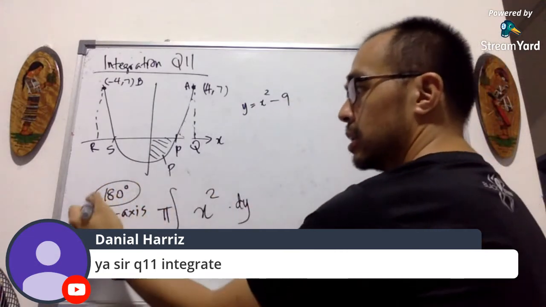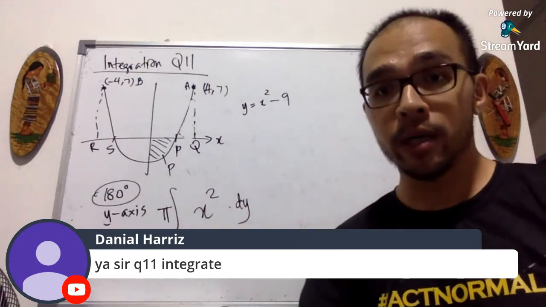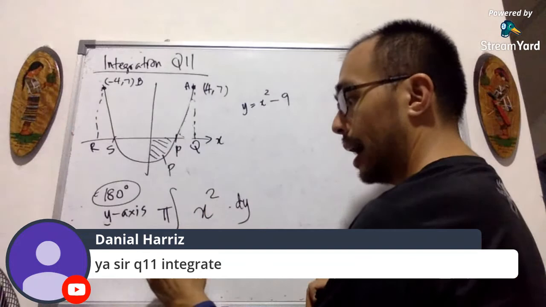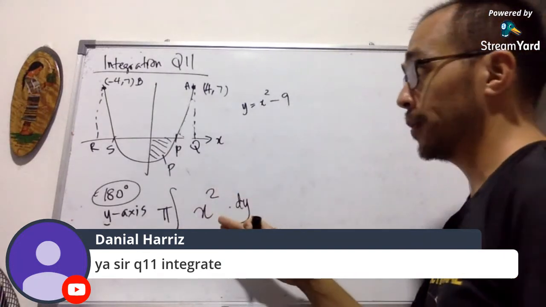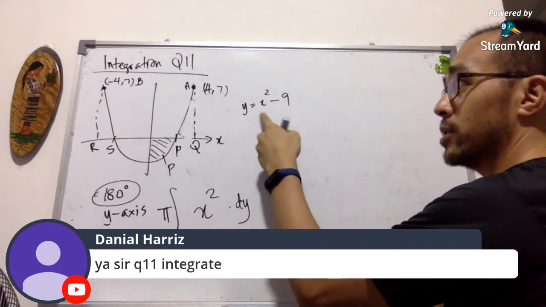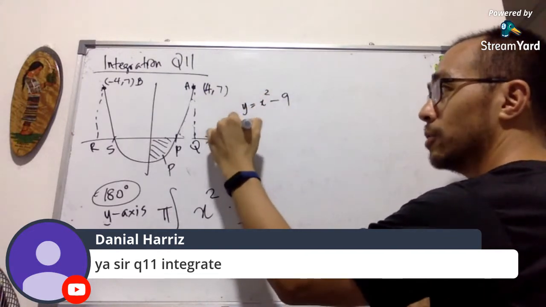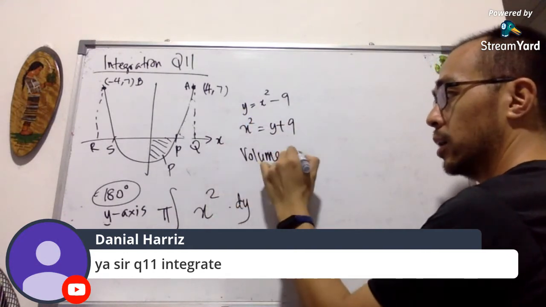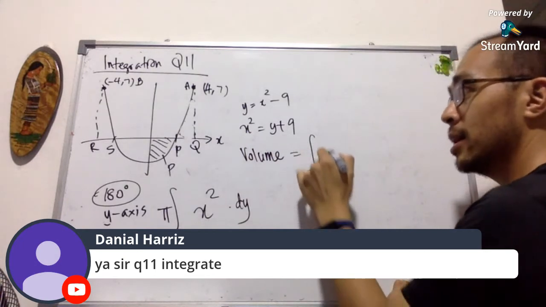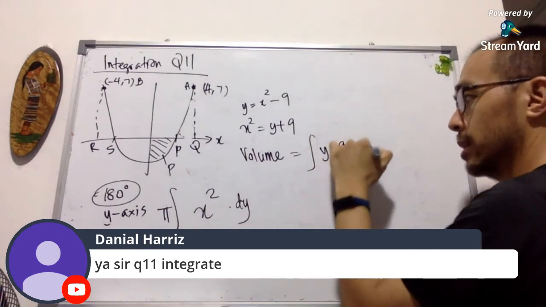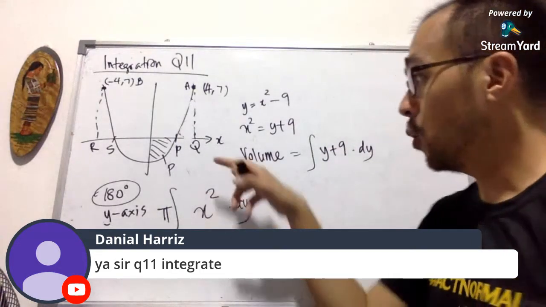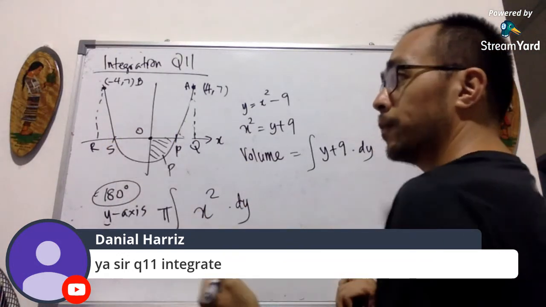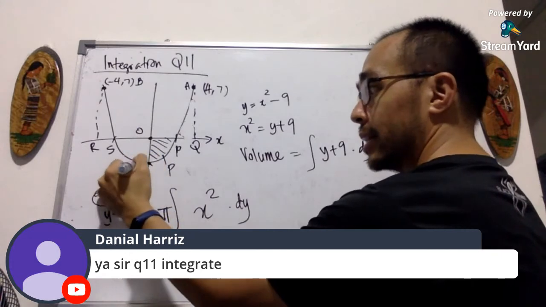Secondly, because it is 180 degrees only, since it's only 180 degrees, we need to divide this by half. Okay, we will divide the whole thing by 2. So since this is y equals x squared minus 9, I'm going to change this. It's going to be x squared equals y plus 9. So the volume that we want will be an integration of pi times y plus 9 dy. The only question now that we need to ask is, what are the two coordinates we need? Of course, this coordinate over here is 0. And this coordinate over here is negative 9.